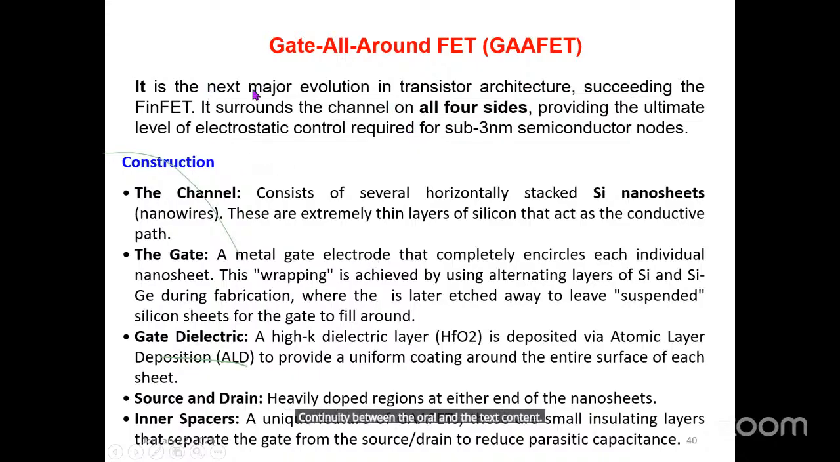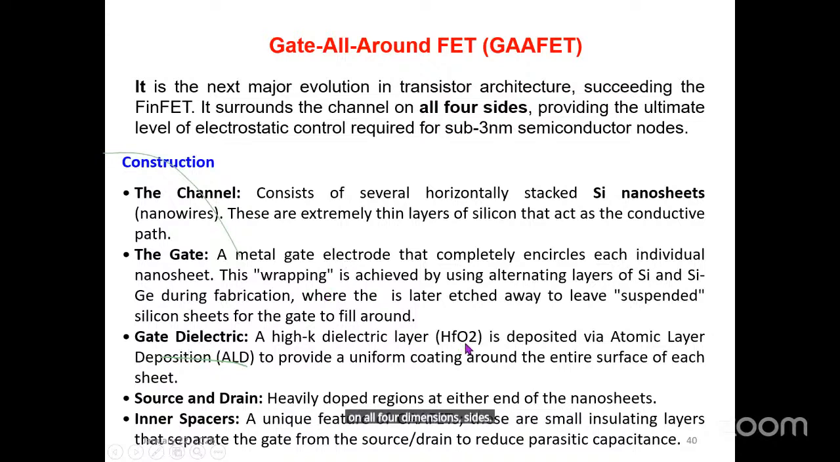It is the next major evolution in transistor architecture, succeeding the FinFET. It surrounds the channel on all 4 sides. The channel is again silicon nanosheets or nanowires. The gate is wrapped around on all 4 sides.